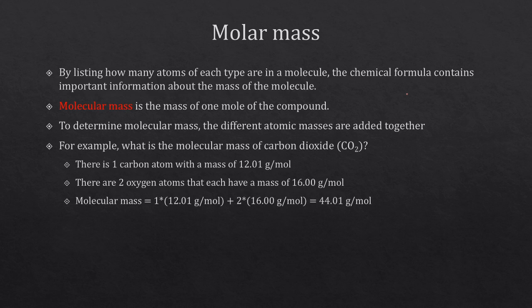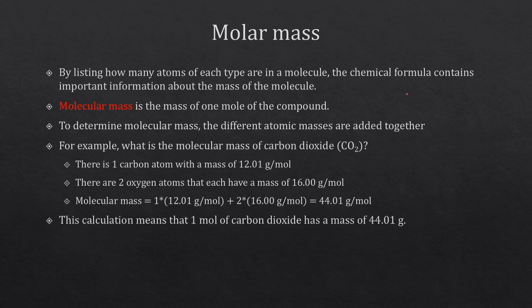Carbon dioxide, CO2. One carbon atom has a mass of 12.01 grams per mole. There are also 2 oxygen atoms in this molecule, and each of those has a mass of 16 grams per mole. So if we add them together, we get 1 times 12.01 plus 2 times 16. We add this together, and we can find that the mass of carbon dioxide is 44.01 grams per mole. This calculation means that 1 mole of carbon dioxide has a mass of 44.01 grams.